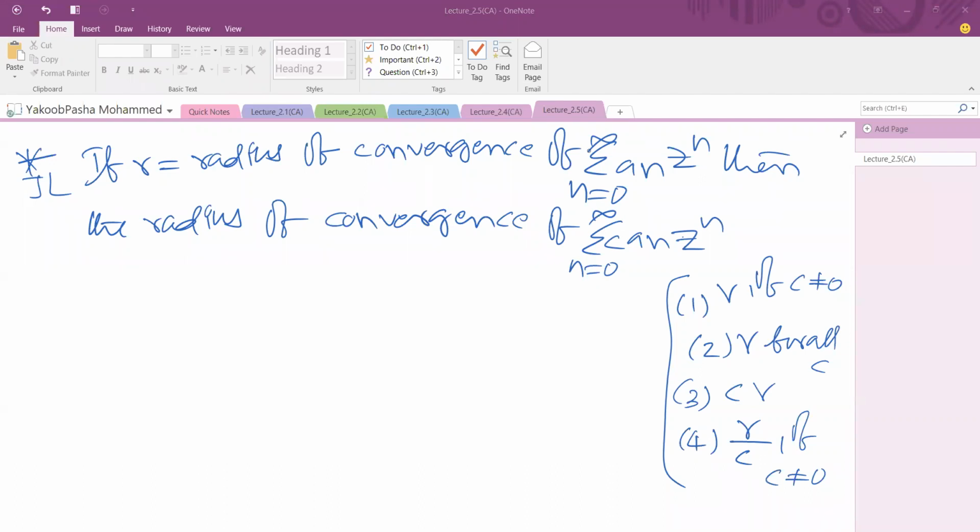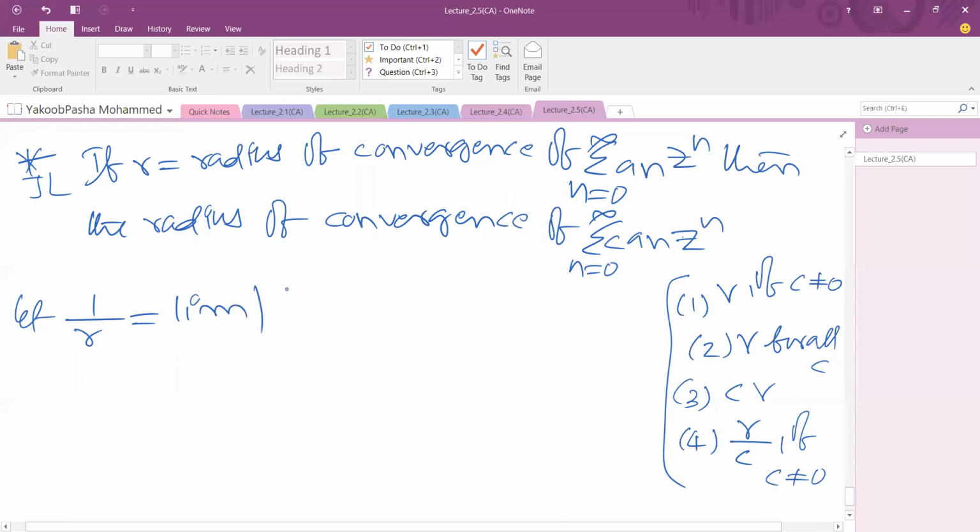First, the radius of convergence of this power series is given as r, so 1/r is equal to the limit of |a_(n+1)/a_n|, taking the ratio test. This is the radius of convergence of the first series, which is given as r. Now for this other series I am finding the radius of convergence.